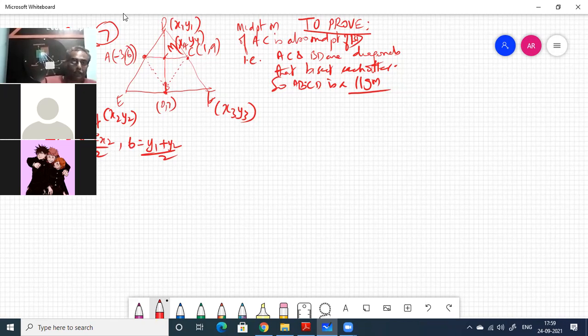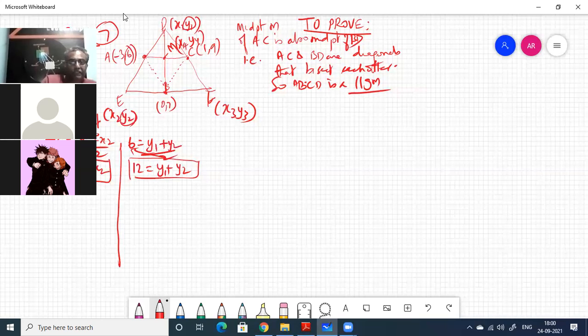You understand? Because A is a midpoint. Take this to the other side: -6 is equal to x1 + x2. This is equation 1. Then take this other side: 12 is equal to y1 + y2. This one you keep. Same way, in EF, B is the midpoint. So 0 is equal to (x2 + x3) by 2. Take this to the other side: x2 + x3 equals 0. This is 1, this is 1, this is 2.